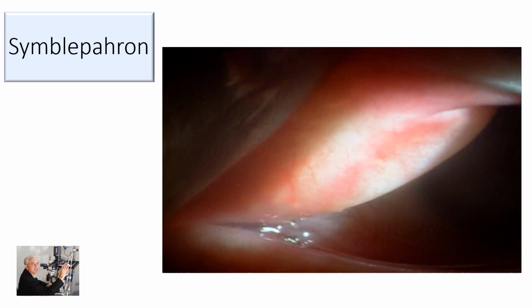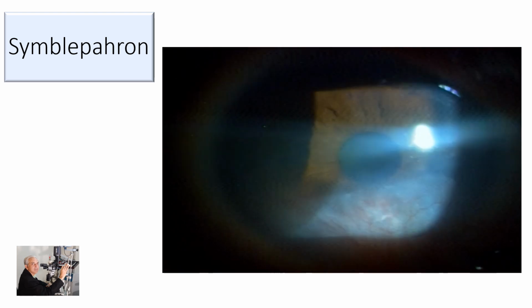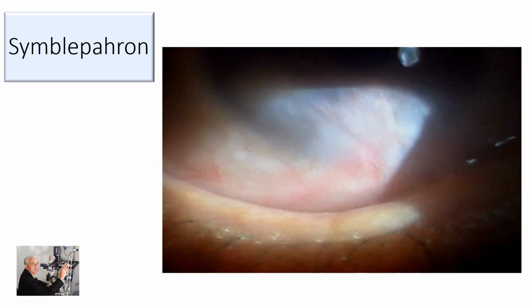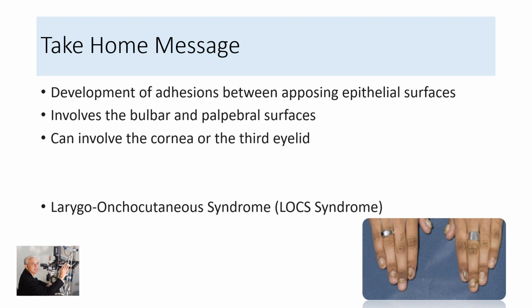I was trying to see in the upper lid if there's any scarring of the tarsal conjunctiva, which is seen in another condition which is called ocular cicatricial pemphigoid. If we move forward, we'll see what development of adhesions between opposing epithelial surfaces is called: symblepharon.